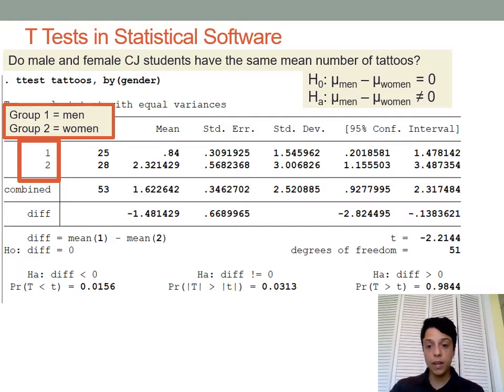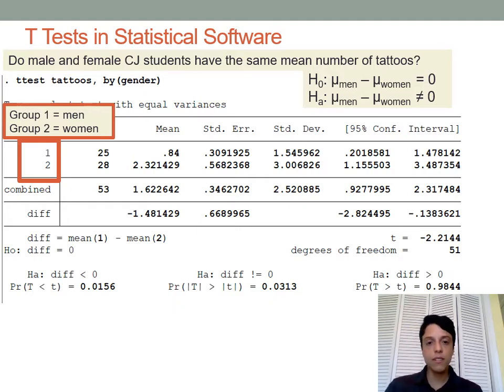If you remember way back, coding is just assigning numerical values to different variable attributes. So here in the survey, those of you who identified as male got a 1 in your column, and those of you who identified as female got a 2 in your column. So Group 1 is men, Group 2 is women.